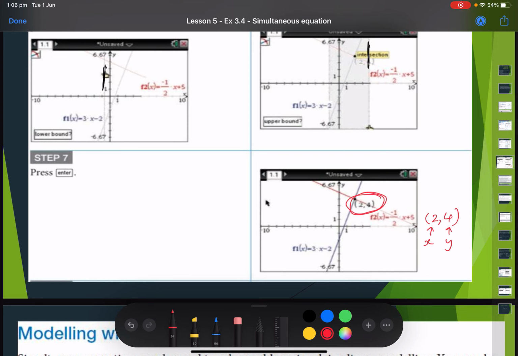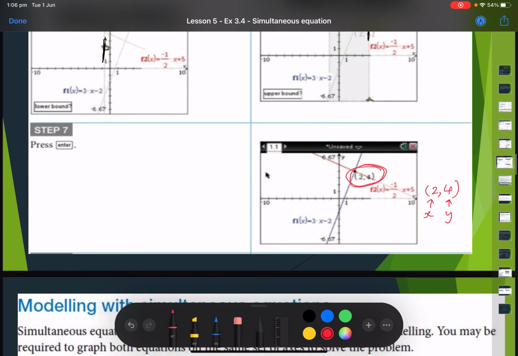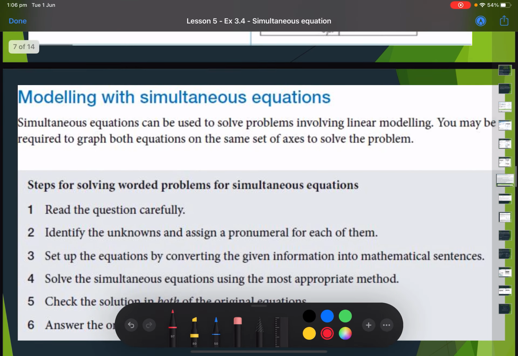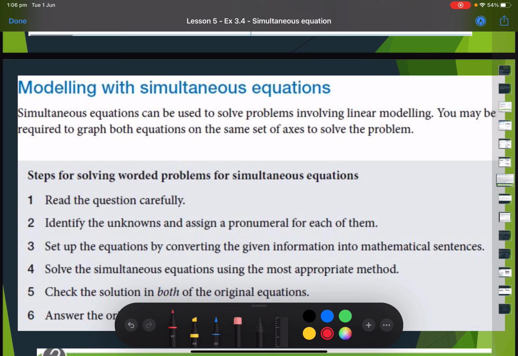You will be able to have a go at practicing that with the questions in a moment, but following these steps is really important. So if you don't get this, please send me an email. All right, next bit is looking at modeling with simultaneous equations.